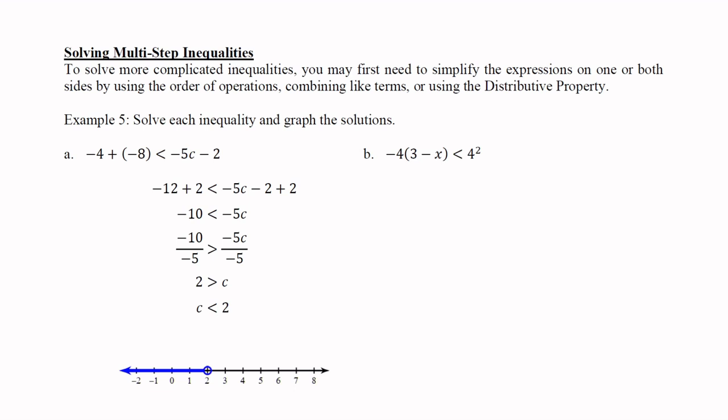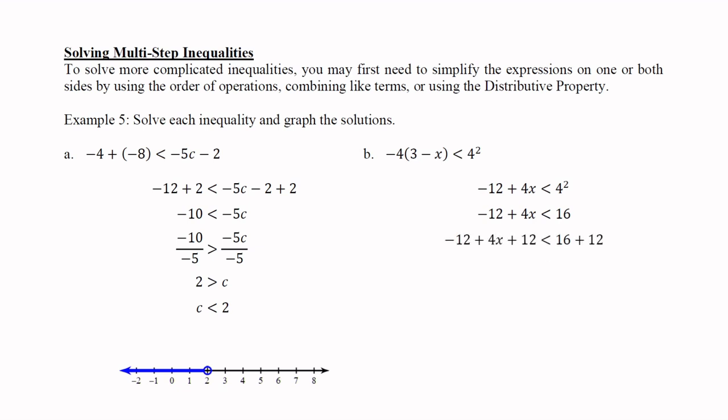For b, we have to distribute the negative 4 to the 3 minus x, so we have negative 12 plus 4x is less than 4 squared. Then we're going to square the 4. That gives us 16, because remember, 4 squared is the same as 4 times 4.